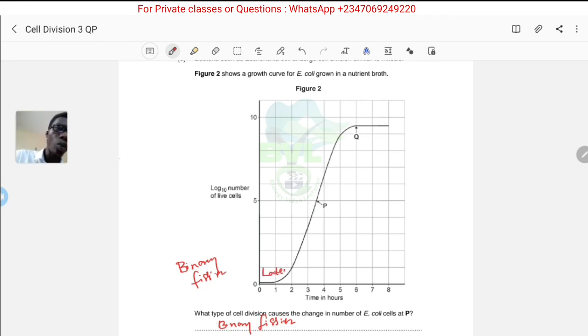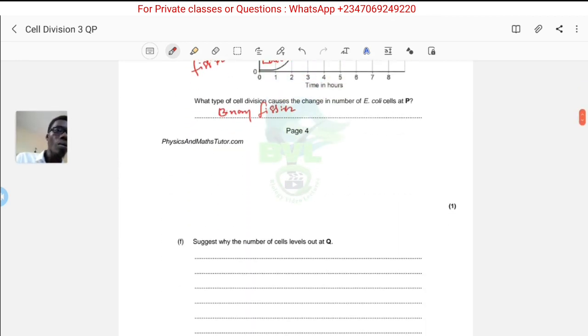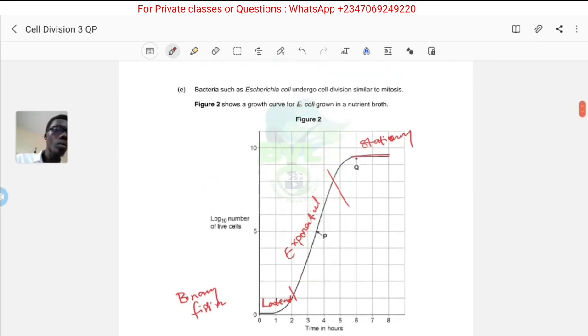However, it says here at P, let me say this, when bacteria want to divide, it goes in stages. The lag stage, when it is not really just starting, then a time comes whereby it divides so fast, and that is called the exponential stage, or increase, so to say. There at this place it is stationary, like it becomes static, like it reduces, so to say, and there's a reason for that anyways. Now it says here, suggest why the number of cells levels out at Q.